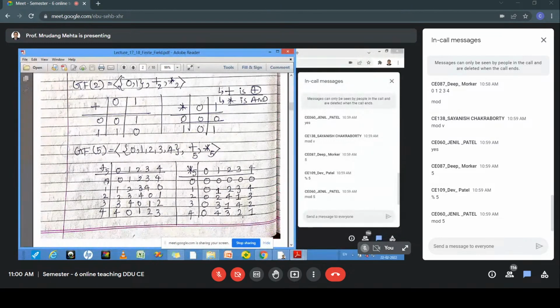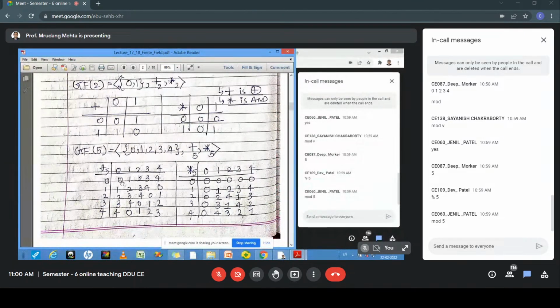You can see you have rows 0 to 4 and columns 0 to 4. So 0 plus 0 is 0, 0 plus 1, 2, 3, 4 remains the same, right? Similarly for the column. So the first row and first column are the same as the input. That makes 0 the identity.